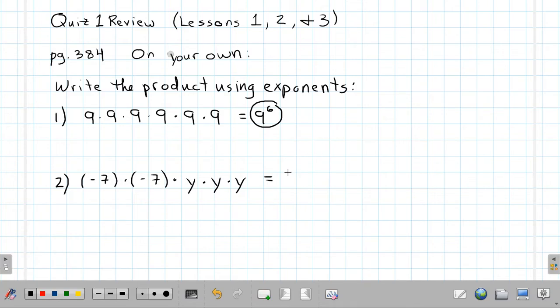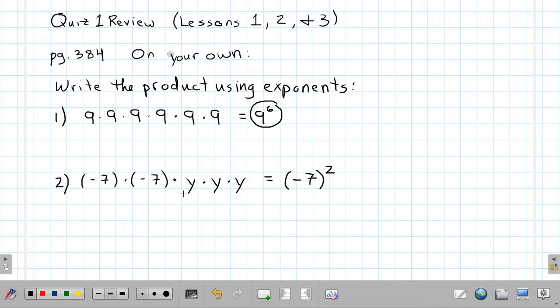And this is a very important part. Since the number is a -7, we have to use parentheses. So it'll be -7 in parentheses. It repeats twice, so the exponent on the -7 is a 2.